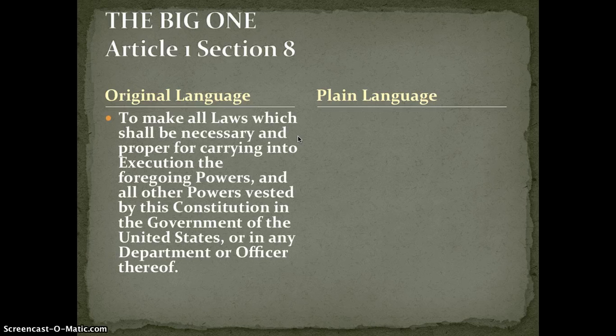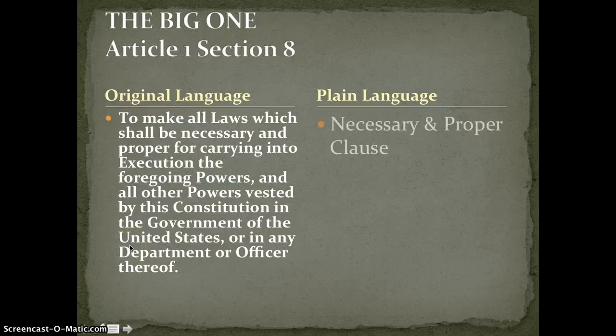And of course, this is the biggest one. In Article 1, Section 8, it says that Congress can make all laws which shall be necessary and proper for carrying into execution the foregoing powers, and all other powers vested by this Constitution in the government of the United States or in any department or officer thereof. This is called the Necessary and Proper Clause, otherwise known as the Elastic Clause.